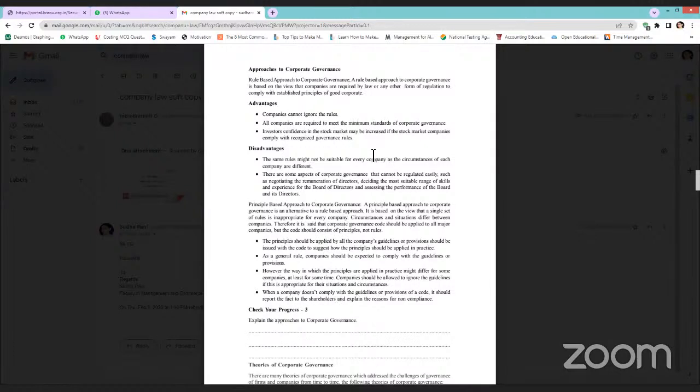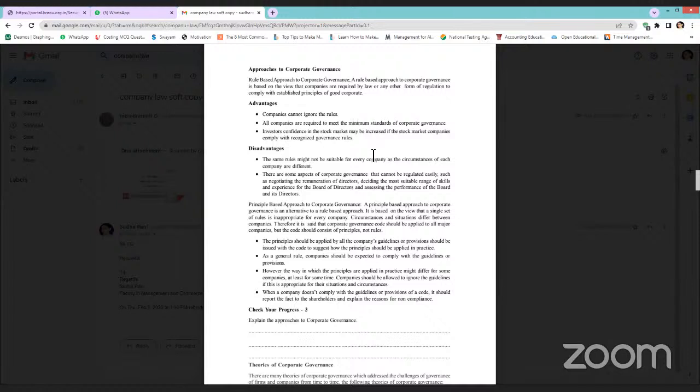The rule-based approach to corporate governance is based on the view that companies are required by law or any other form of regulation to comply with the established principles of good corporate governance. That means all the companies that adopt the rule-based approach are required to carry on the business as per the law, the Companies Act, but not only that. Apart from the company law, whatever principles and guidelines exist to be a good corporate body, those are to be adopted. Certain organizations adopt certain rules, values, and principles established by the corporate body.